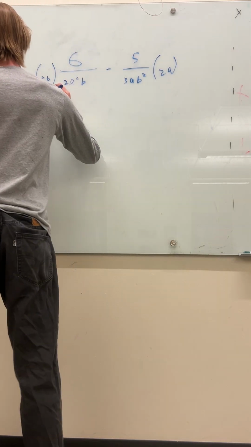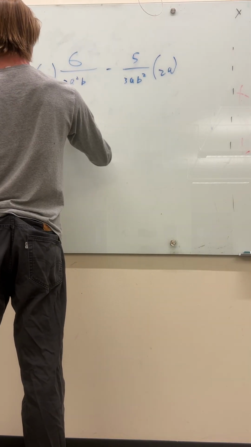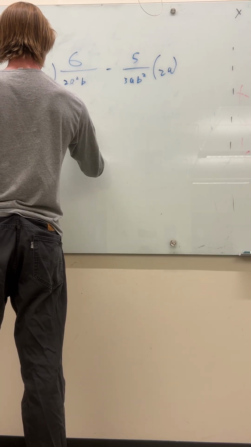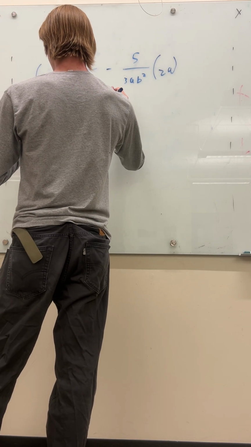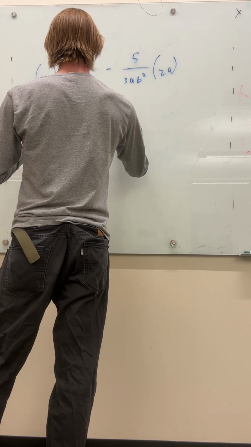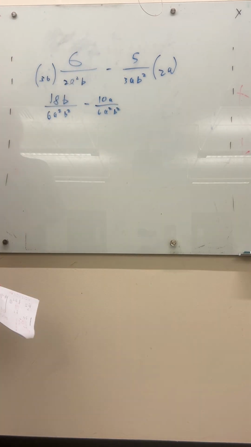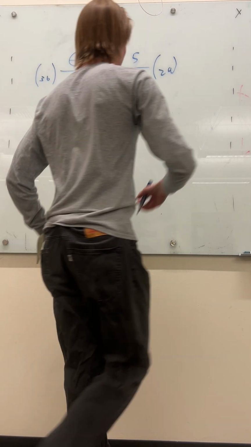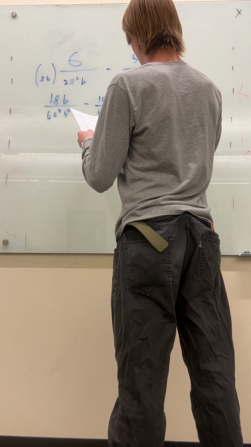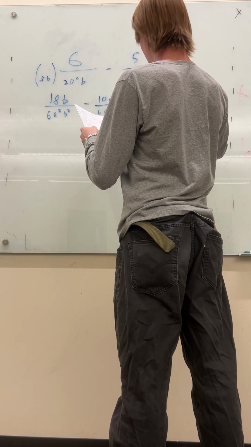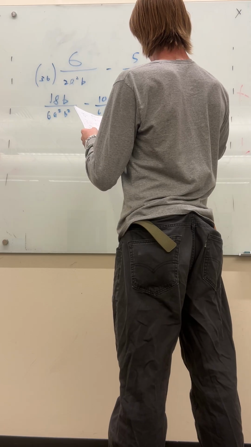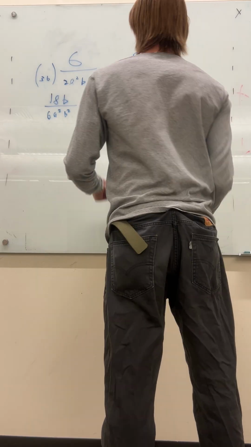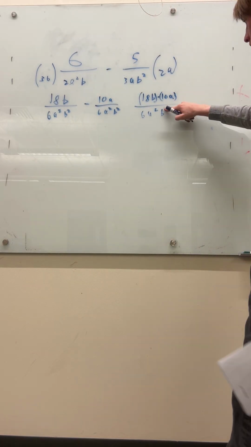That'll be 18b over 6a squared b squared minus 10a over 6a squared b squared. Sorry, that's a little hard to read, but the denominator is the same. We can make this one fraction and subtract these two. So that is the answer I had.